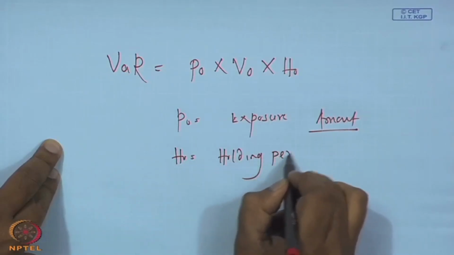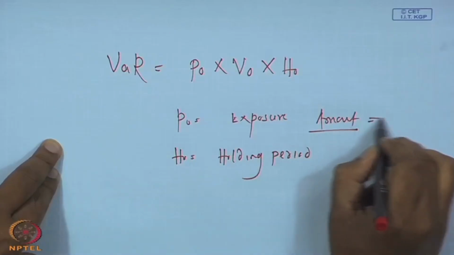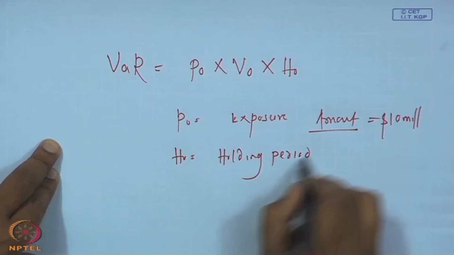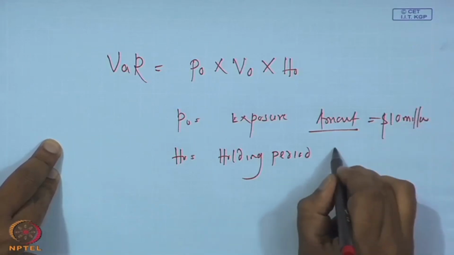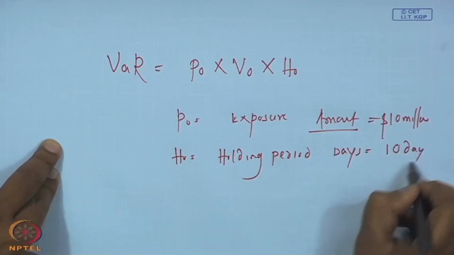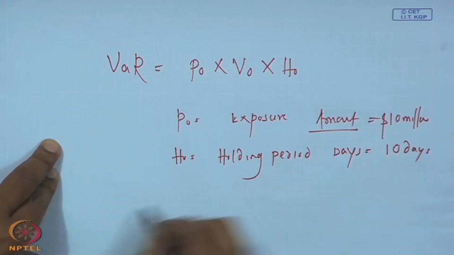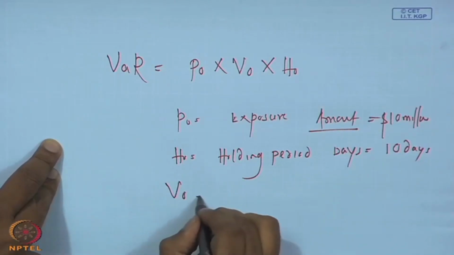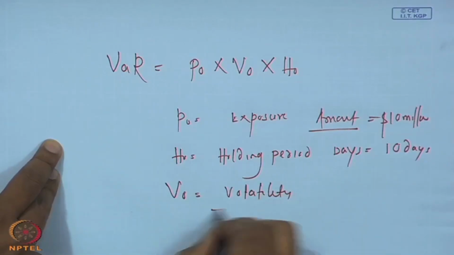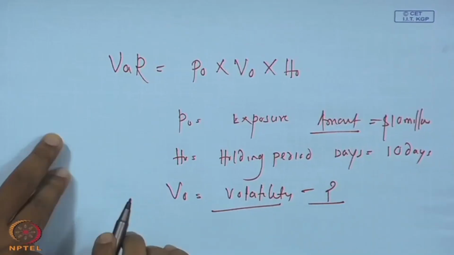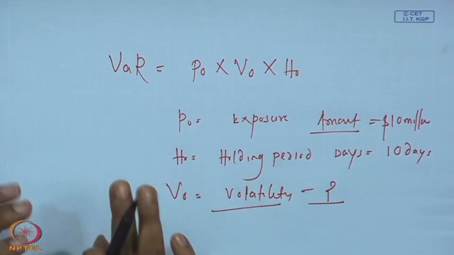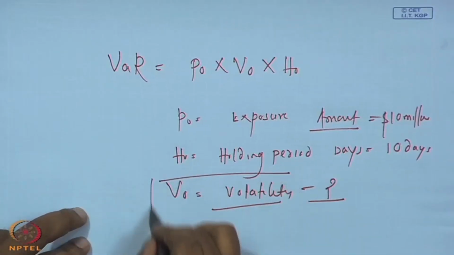Holding period is how many days you are keeping. Suppose the amount is 10 million US dollar, and the holding period is, suppose, 10 days. We know this, and V0 is the volatility, this we do not know, you have to estimate. So, everything for us is a given value, only this is not given to us, we have to estimate.